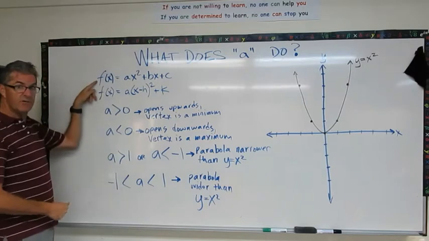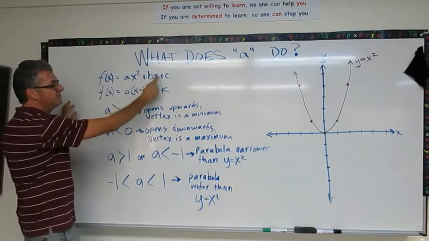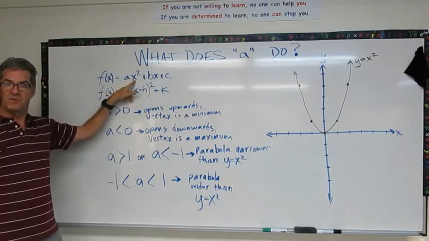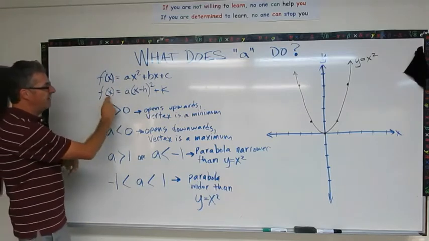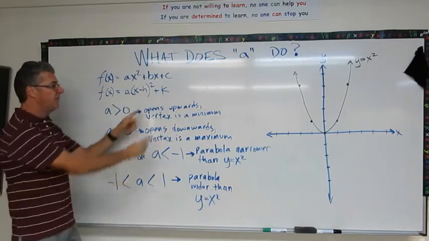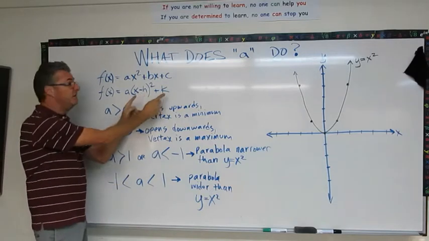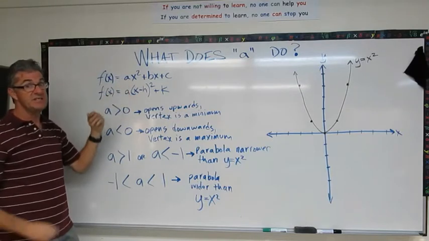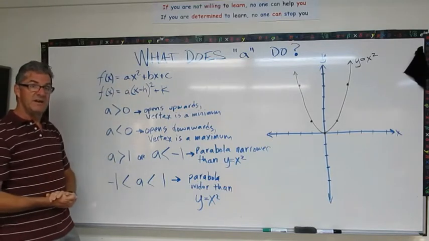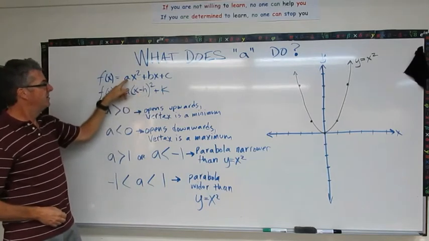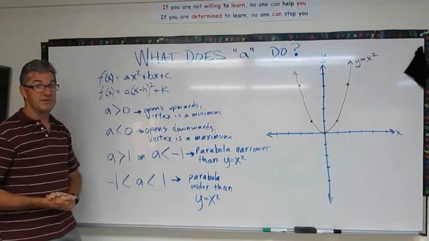So standard form, ax squared plus bx plus c. The a is just the coefficient on the x squared term. Okay? In vertex form, f of x equals a times x minus h squared plus k. Remember, the vertex here is (h, k). This a is the same as that a. Does the same thing, is the same number, okay? So this is a check. If you're converting from standard to vertex form, your a's should be the same when you're done.